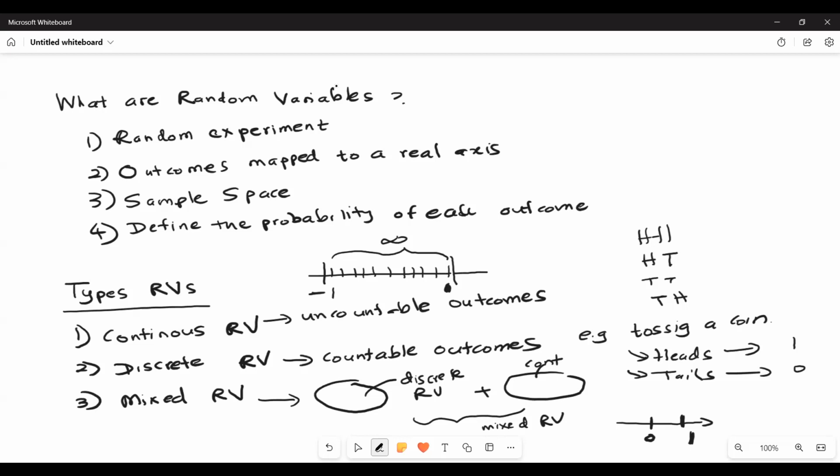Yes, we have to check the outcomes of both these random variables. For discrete, we have to decide what the outcomes are, and for continuous, we need to decide what the outcomes are. And we need to plot them on the same real axis.